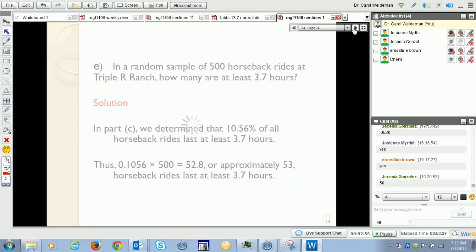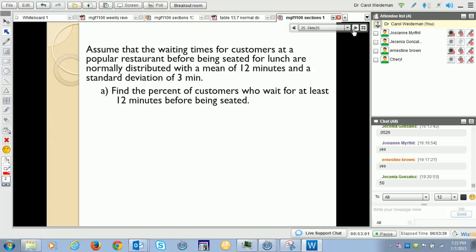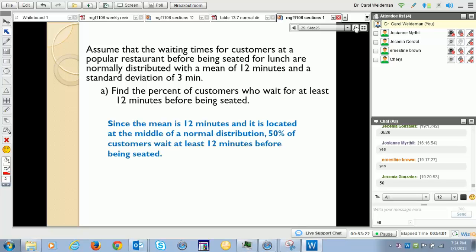All right, and last scenario. Assume the waiting times for customers at a popular restaurant before being seated are normally distributed with a mean of 12 minutes and a standard deviation of 3 minutes. Find the percent of people who wait at least 12 minutes before being seated. Notice again, the 12 minutes is the mean, so this answer, without any calculations, is just 50%.